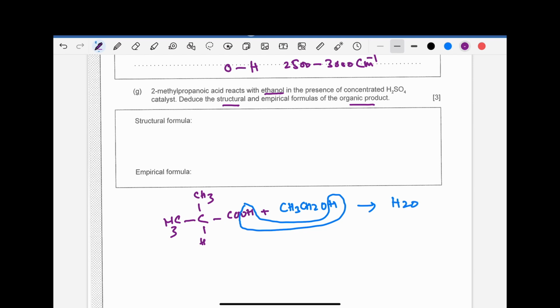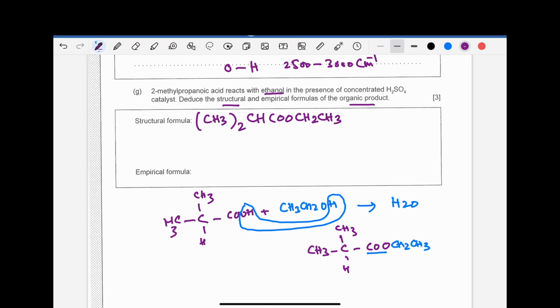So let me draw the ester now. So we will have CH3, CH3, H. So a new link will develop between the carbon and the oxygen from the alcohol, and then the rest, CH2, CH3, from the alcohol. So this new link is an ester link. The question asks for the structural formula, so let's write it down. So we will have CH3, CH, COO, CH2, CH3. So that's the structural formula.